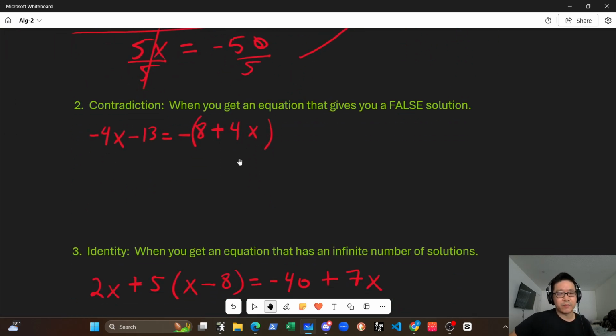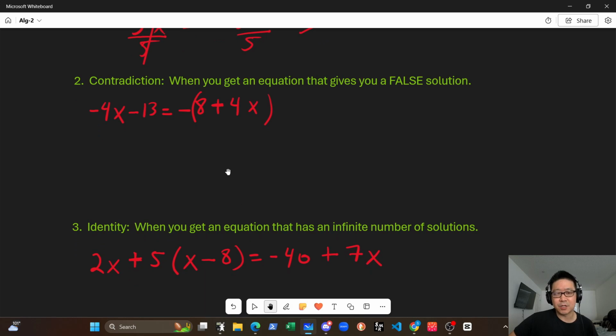The second type of equation is called a contradiction. This is when an equation gives you a false solution. Okay, an equation that's basically not true and doesn't work. So let's go ahead and just solve this one. So here we have negative 4x minus 13 equals negative the quantity of 8 plus 4x.